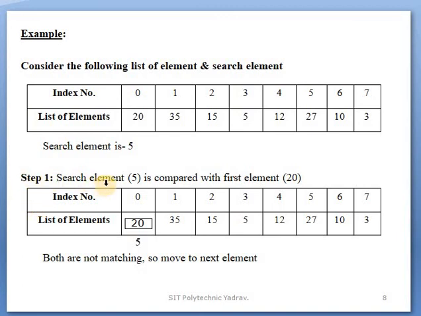Step number 1. Search element 5 is compared with the first element 20. Meaning 5 is compared with the 20 element, the first element of the list. Both are not matching, so move to the next element. Meaning 5 is moved to the next element. Okay, that is the second step.